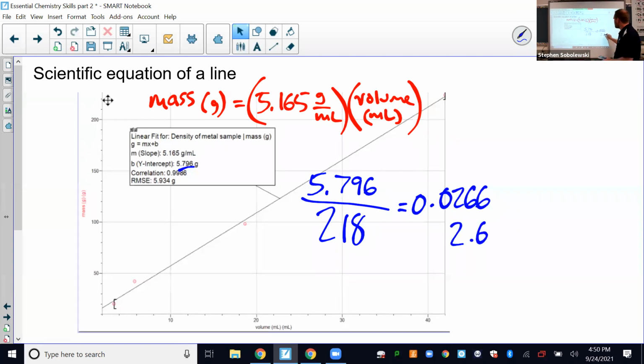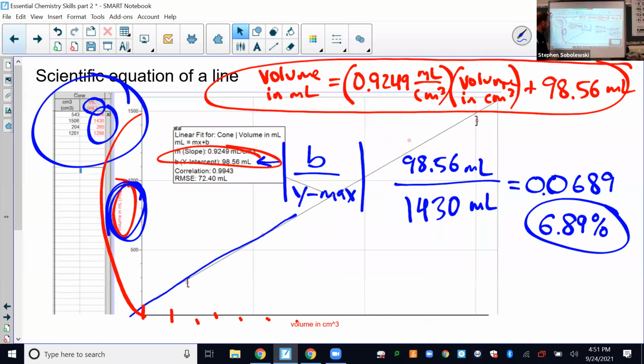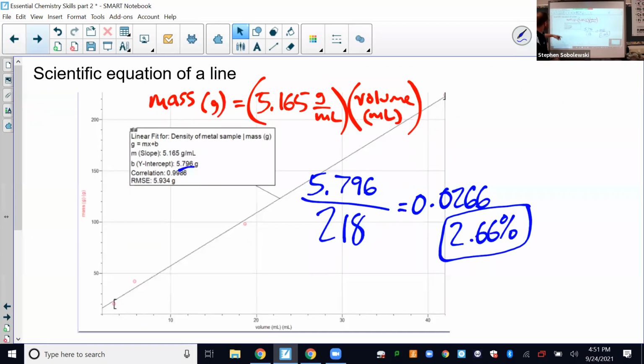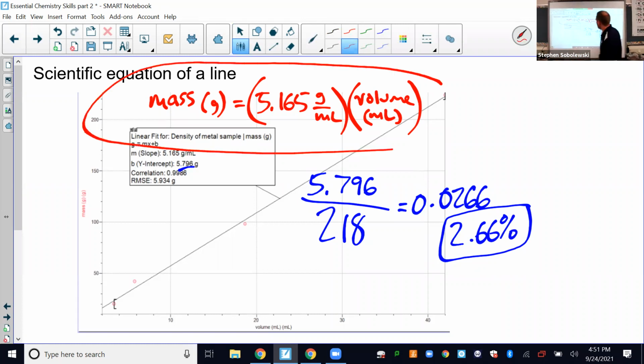That becomes 2.66%. What that means is we are only 2.66% away from the origin. If you look at this graph compared to the last graph, well, I wrote all over this one, but you can see how this one is really close to the origin. It's so close that we can ignore the y-intercept. It's less than 5%. So all that means is we leave it out and we are done. And that's your scientific equation of the line.